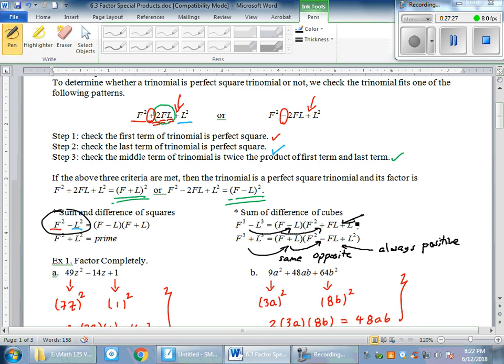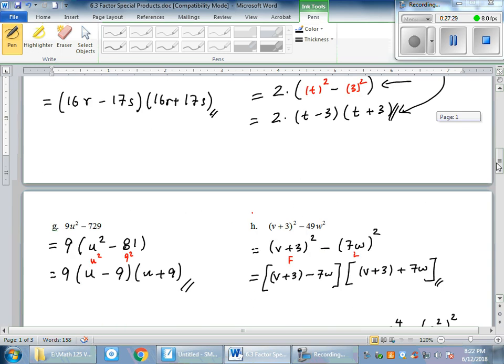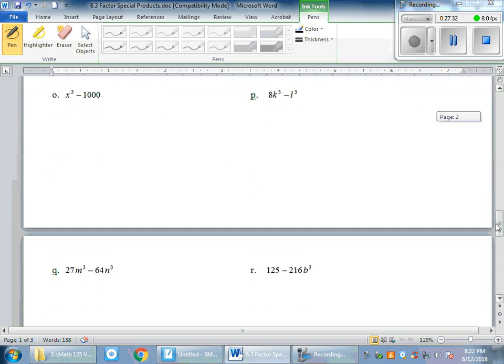So let's go back to factoring difference and sum of 2 cubes. First we need to notice that there's only 2 terms, and the first term is a perfect cube number, and the last term is a perfect cube number. In this case, x to the third power is a perfect cube. 1,000 is also a perfect cube, which is 10 to the third power. Now I know what my first and my last are already.